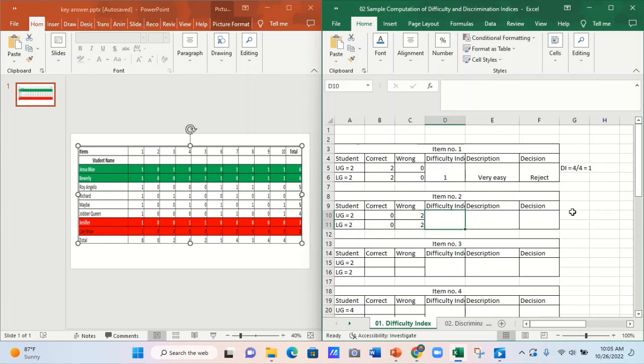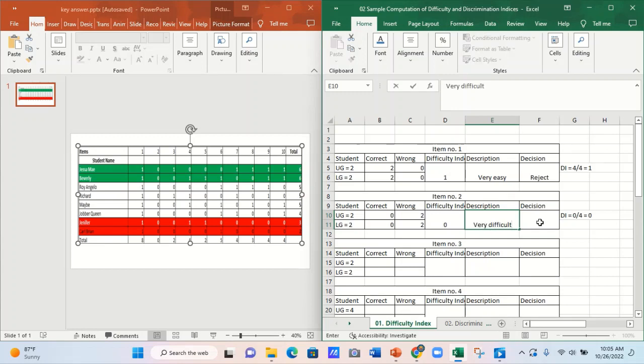Now, dire ta sa difficulty index, i-compute na nato siya. So pila ka buok ang nakatama sa upper group and lower group. So wala. Therefore 0. And divide na to siya sa total population or numbers sa upper group and lower group students. That is 4. So 0 divided by 4, that is equals to 0. Okay? So now, since 0 man ang ato ang difficulty index, butang nato siya dire 0. And kung 0 gani, that is very difficult.